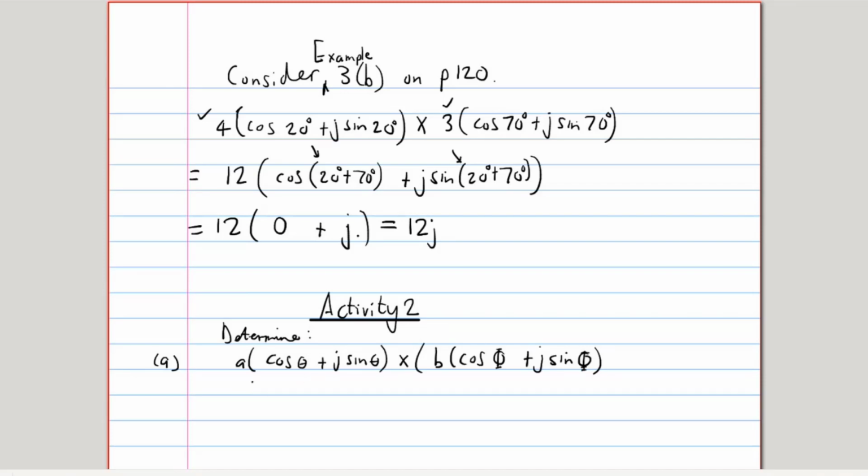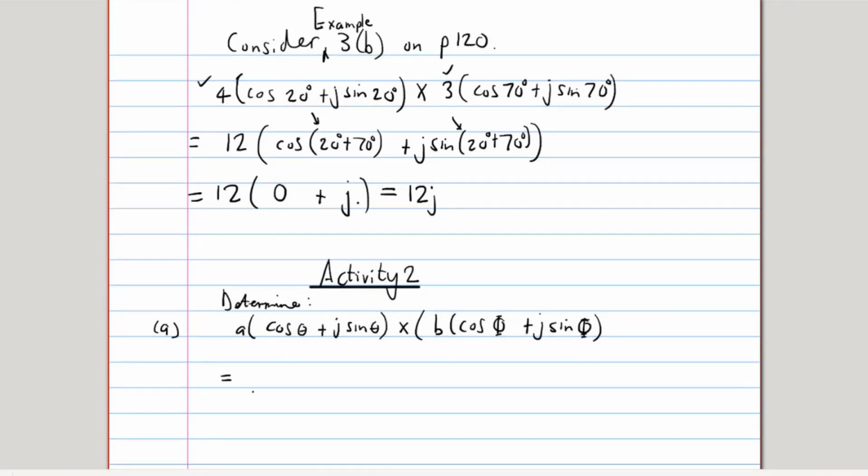Right. So again, for the A part, you must multiply the moduli, A times B, and you just add the angles. Then you say cos of theta plus psi, plus J sine of theta plus psi. Because we're multiplying 2 complex numbers now. When we multiply, the rule is add the arguments and multiply the moduli. That's all. So that's what we're doing exactly.